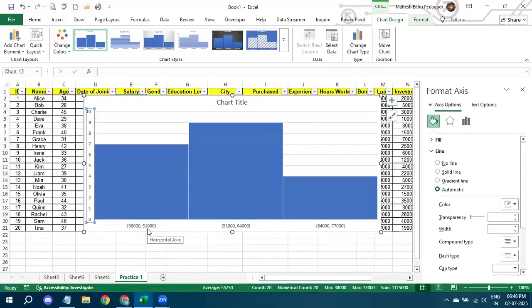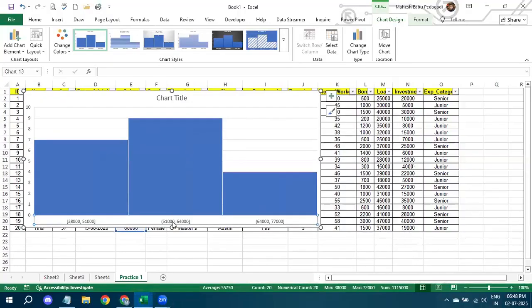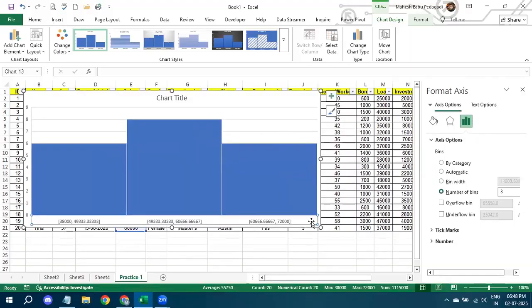Sir, I would like to change the bins. Just double click on it. At the right hand side, double click on it. One second. Double click so that you can see the bins option. Number of bins. By default, it took 3 bins. If I want to see the data in detail, I will say 6 bins.